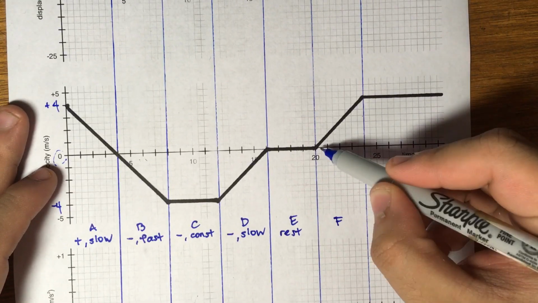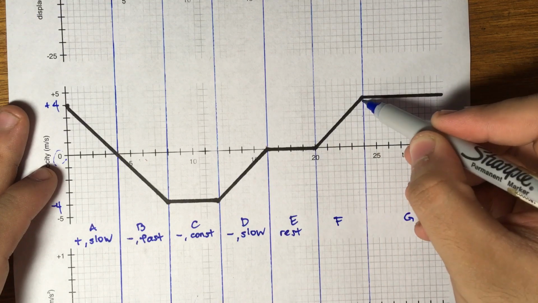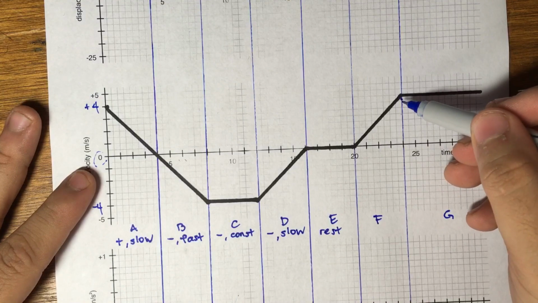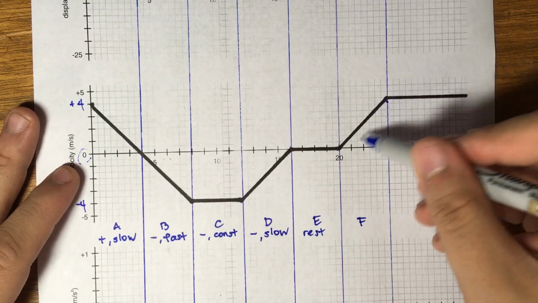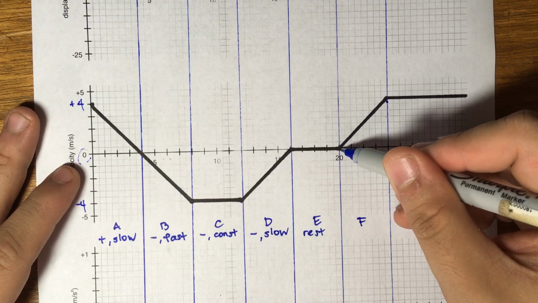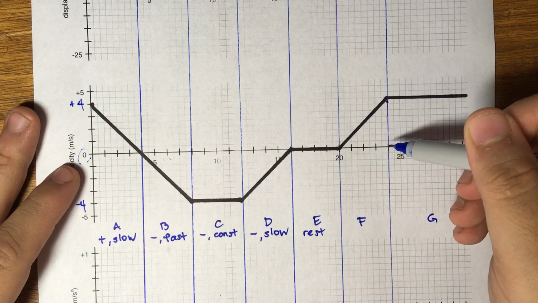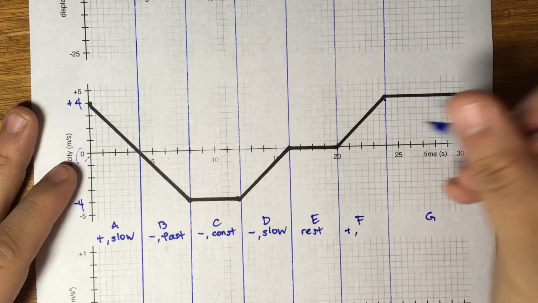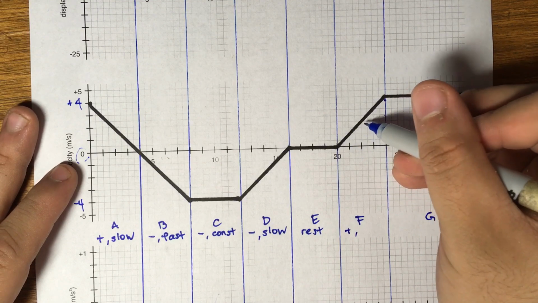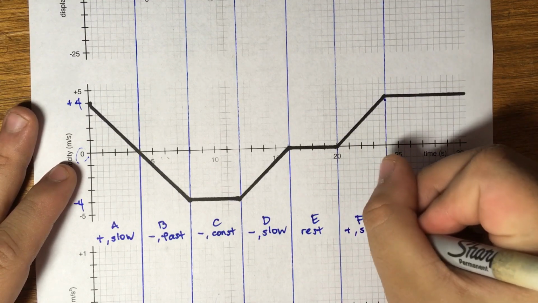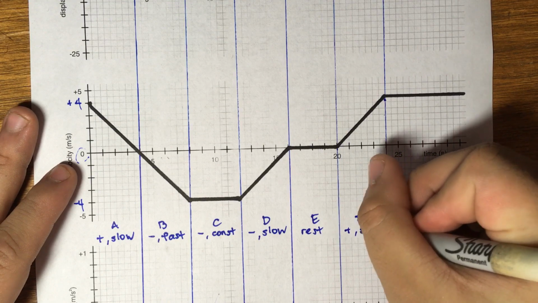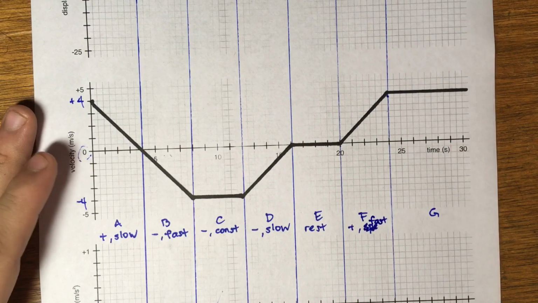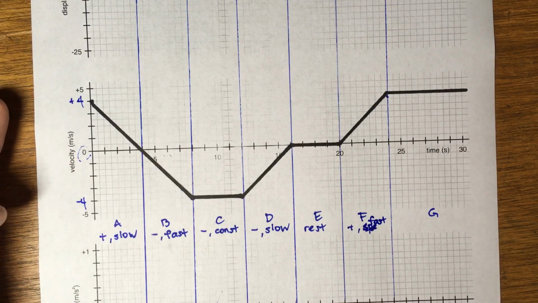Now let's look at segment F. In segment F, as you could see, you go from 0 to 4 meters per second. You could draw a straight line going to 4. It's 4 meters per second. And because you go from 0 to 4 in the positive direction, it can be said that you are speeding up because you're going from 1 meter per second, 2 meters per second, and so on. So, speeding up. Actually, just to be consistent, I'll just call it fast. Okay, so you're speeding up in the positive direction.